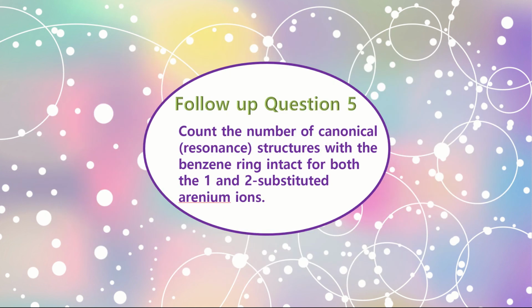And then our final follow-up question is to count the number of canonical or resonance structures with the benzene ring intact for both the 1 and 2 substituted areneum ions. So you're going to go back to the previous slide, and then count how many of those canonical or resonance structures have the benzene ring intact. And that should give us some insight into the stability, or help us compare the stability of our areneum ions.